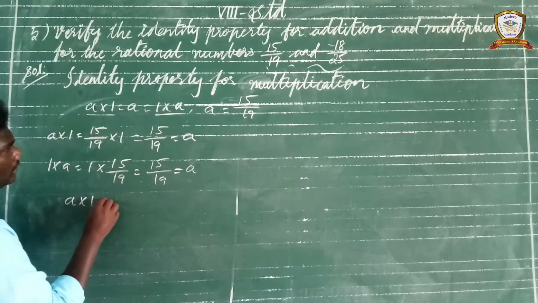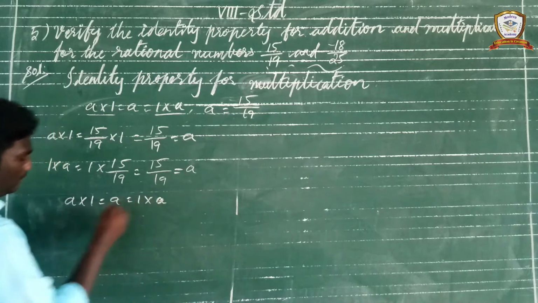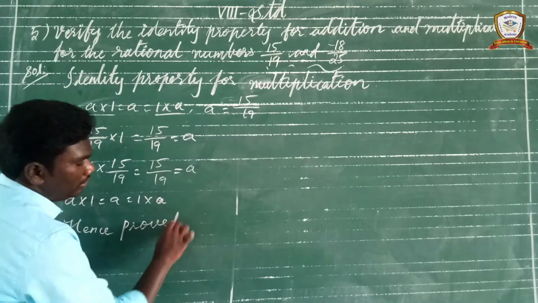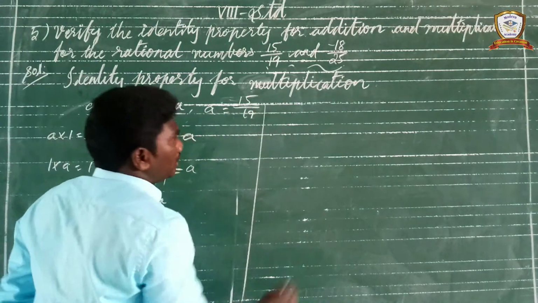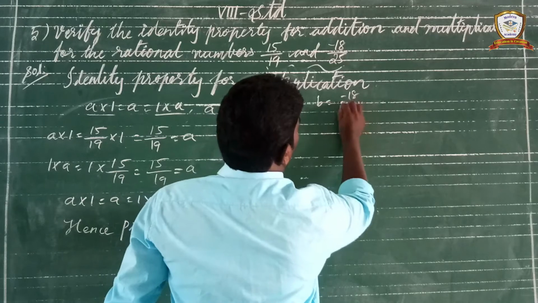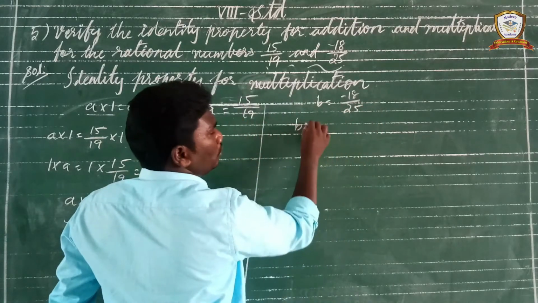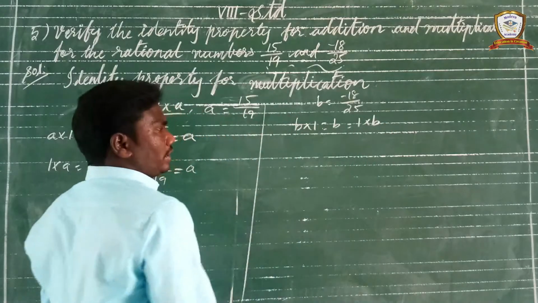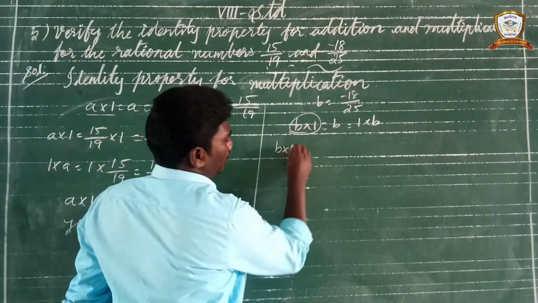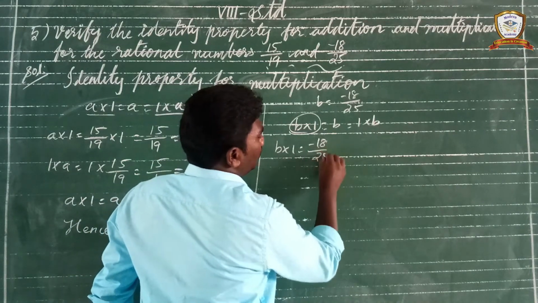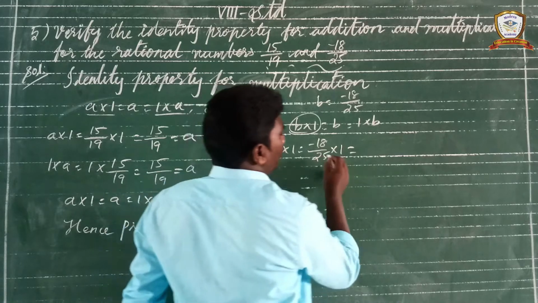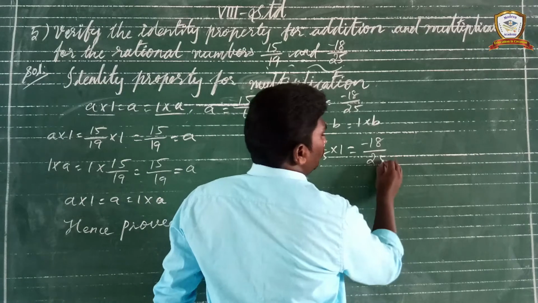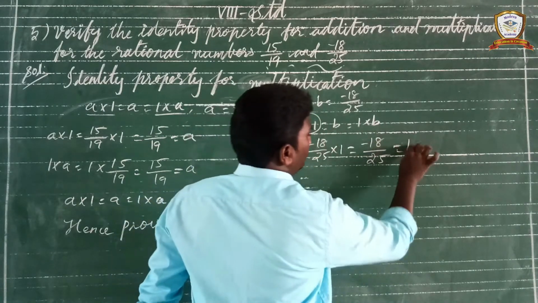Therefore here a into 1 is equal to a is equal to 1 into a. Therefore hence proved. Are you clear? The next, you take b is equal to minus 18 divided by 25. So here b into 1 is equal to b is equal to 1 into b. So first you take LHS. So here b into 1 is equal to minus 18 divided by 25 into 1, which is minus 18 divided by 25. So this one is b only.